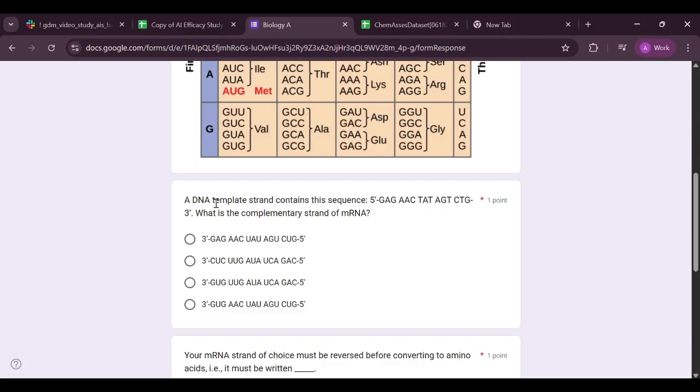So for the complementary strand, we have to start with 5 dash, which will be 3 dash. G will be C, A will be U, G will be C, A will be G, A will be U, A will be U, C will be G, T will be A, T will be A, C will be G, A will be U, G will be C, T will be A, C will be G, T will be A, and G will be C, 5 dash. So the correct option here is option B, which is the only one matching the complementary strand of mRNA.